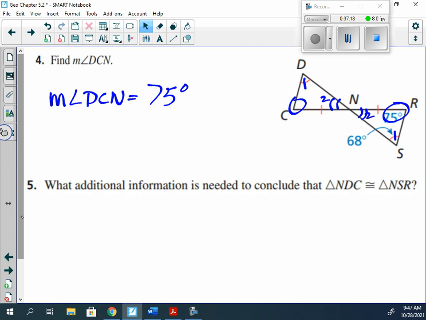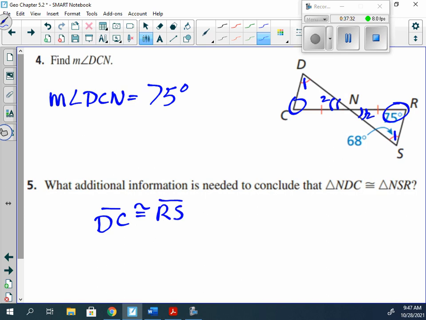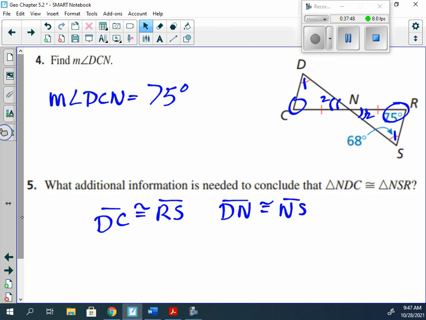What are we missing? The sides. Right, so what sides would be congruent? We would need that DC is congruent to RS as well as DN, because it's the only other side in that figure that's not, is congruent to NS, yes. Because if we had that, then we can say that the two figures are congruent, yes? But we're still needing 5 pieces of information. We will get to the point where we only need 3.